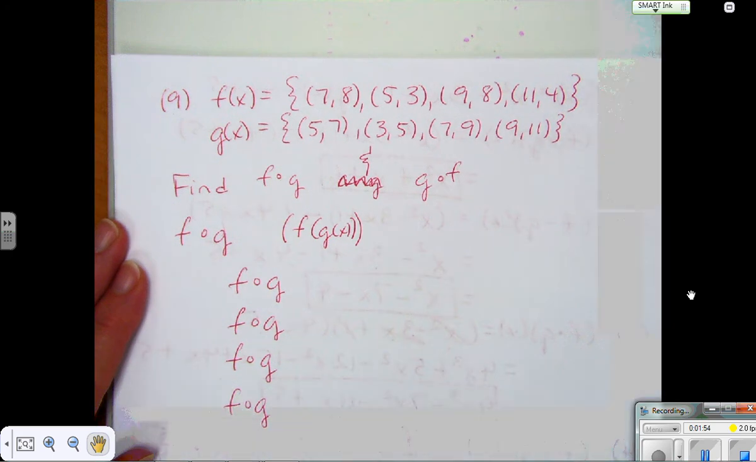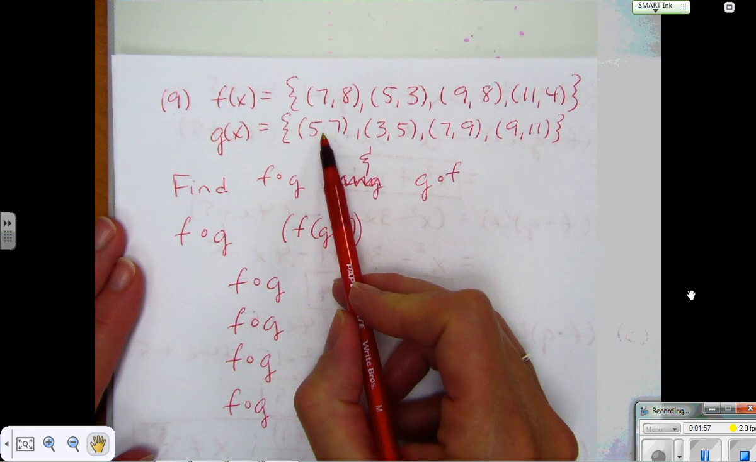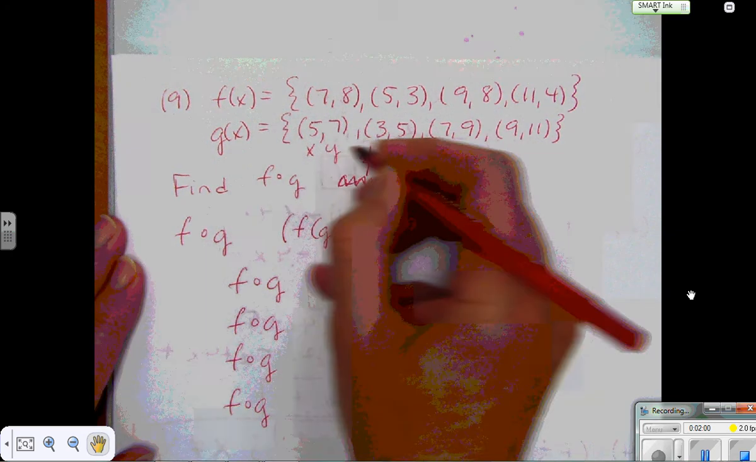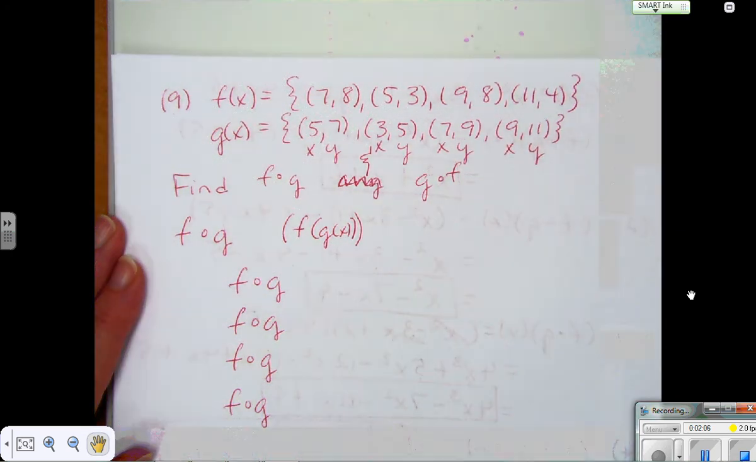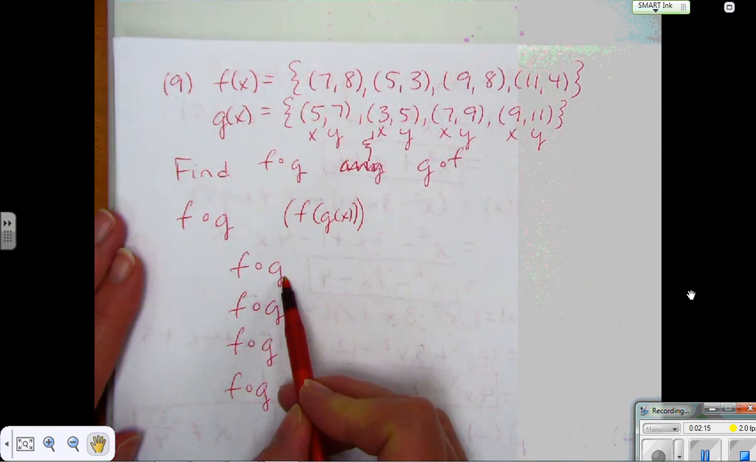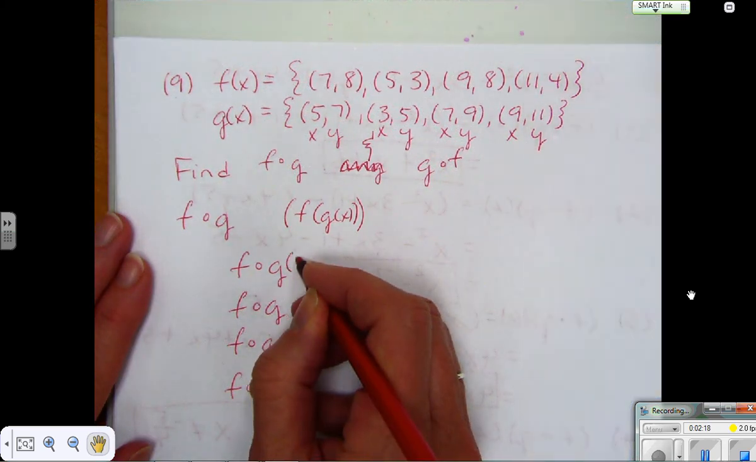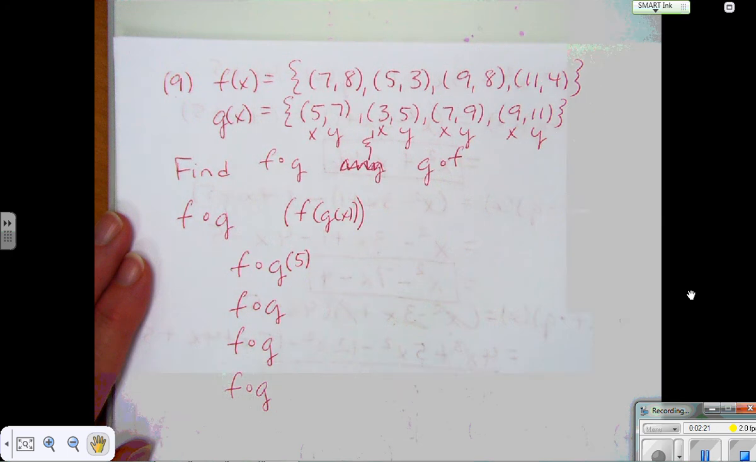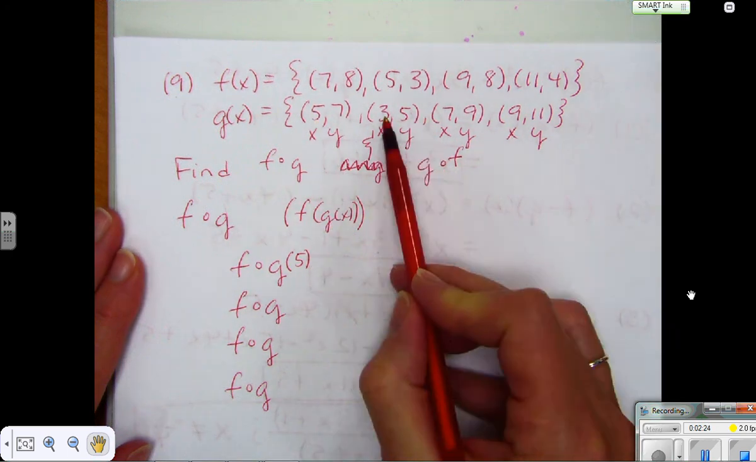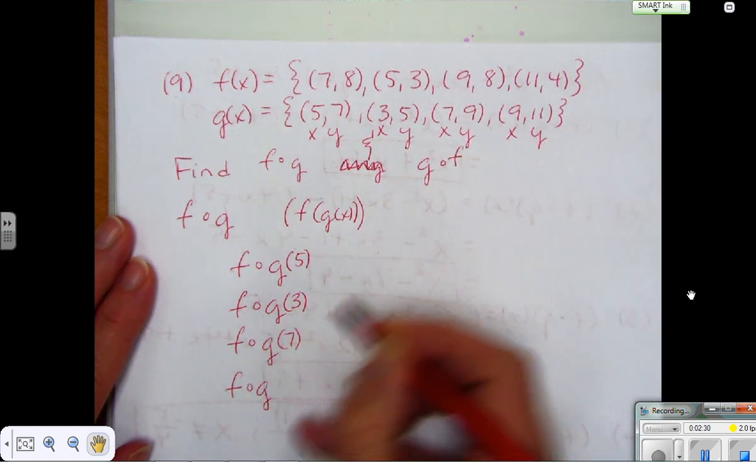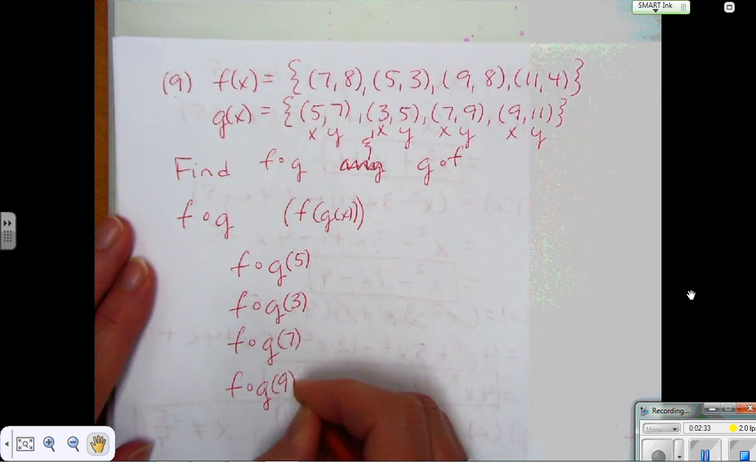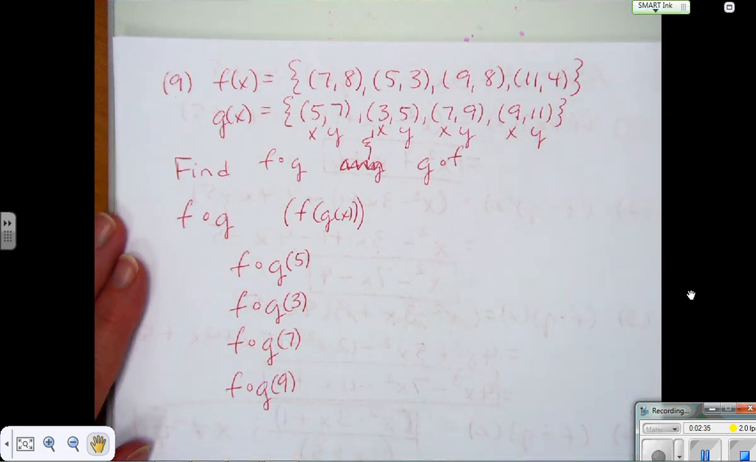The pairs that are given for the g, those are your xy coordinates. xy, xy, xy. So you know in your functions that you've been working with this year, you always put the x value in, and the answer is the y value. So out beside the g, I'm going to put in parentheses all the x values for the g. The first x value for g is 5. The next x value for g is 3. Next x value is 7. Next x value is 9. Okay, so that's how you set the problem up to find f of g.